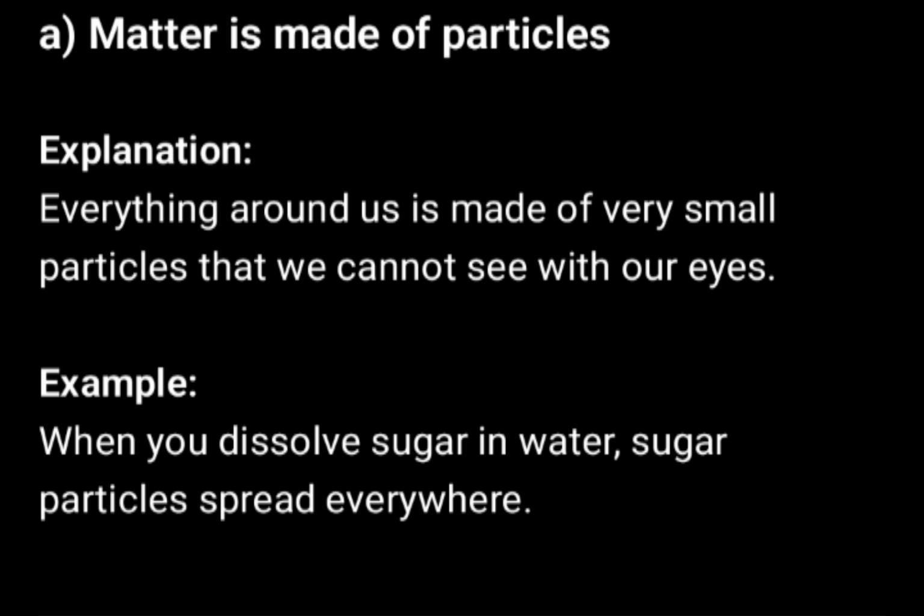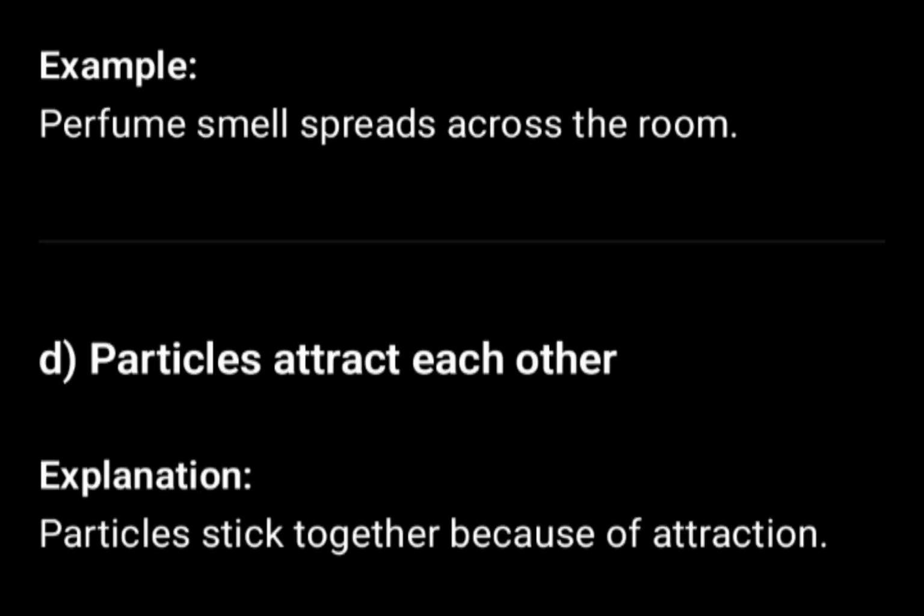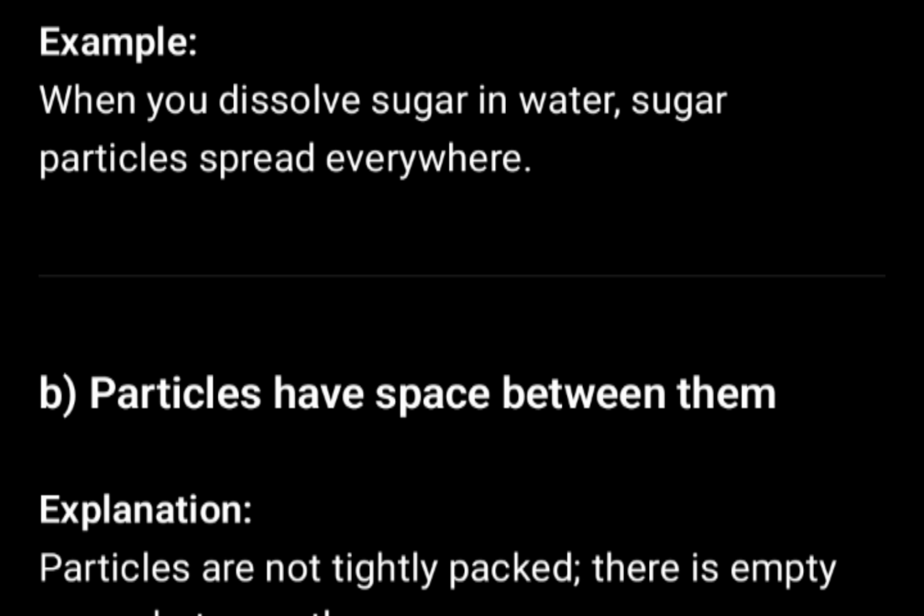What is the physical nature of matter? The main idea is matter is made up of very tiny particles. Matter is made up of particles. We have four points, A, B, C and D. The first one tells that matter is made up of particles. That means everything around us is made up of tiny, small particles that we cannot see with our eyes.